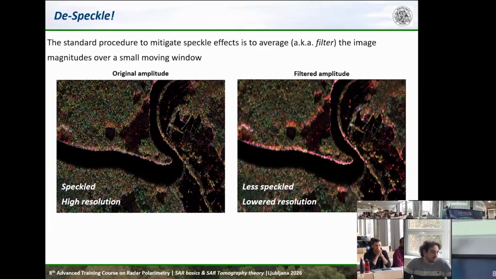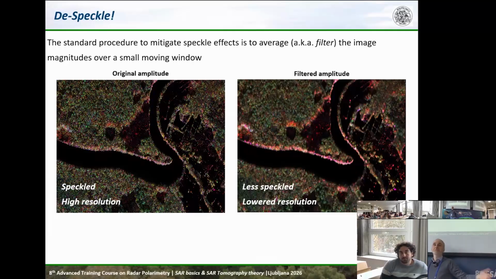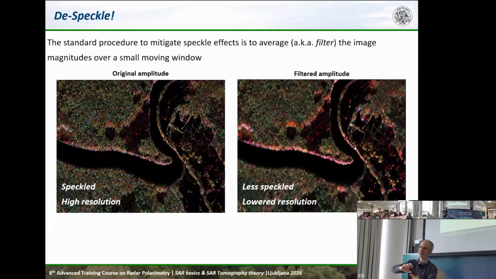This way you are reducing resolution, indeed, but you are making your image more uniform and more homogeneous. So you pass from a speckled image at high resolution to a less speckled image with a lowered resolution. How to choose this trade-off depends on your psychology. If you are a radar person, you are totally happy with this one, but if you like to see something more homogeneous, then you want to despeckle a little bit.